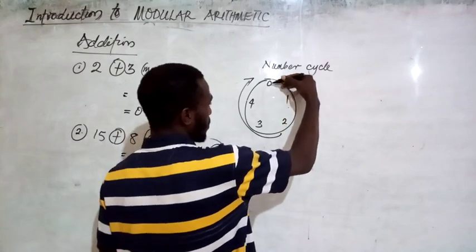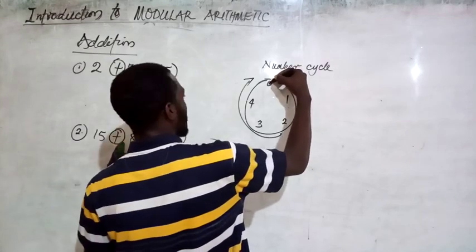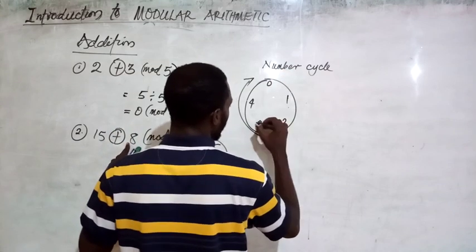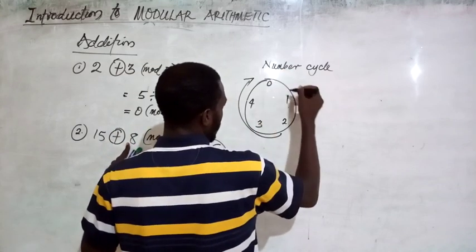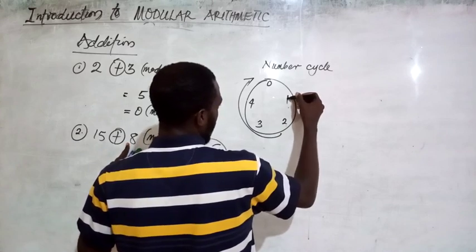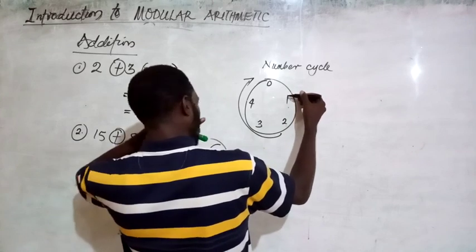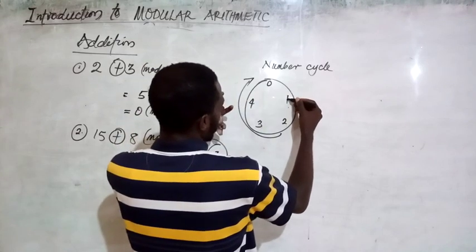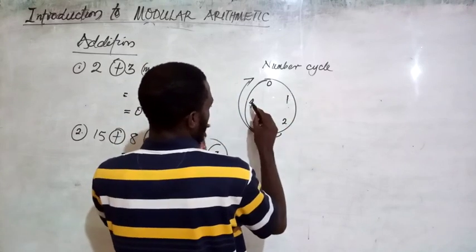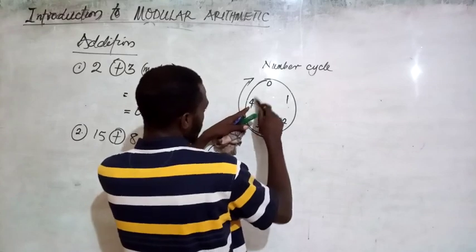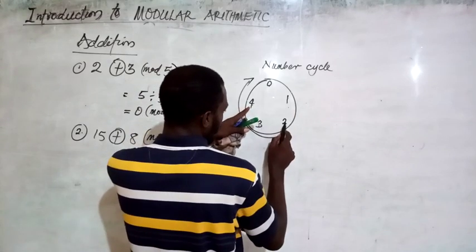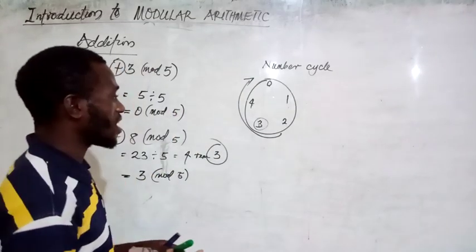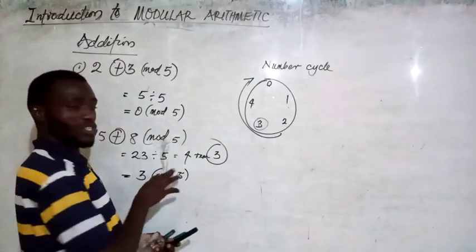I'm going to tell you why. So 15 is here. We are adding 8. So I'm going to count 8. I'm going to say 15 plus 8. That is 15, 16, 17, 18, 19, 20, 21, 22, 23. So notice that is confusing. So it's actually confusing. So it's easier to do the division method.